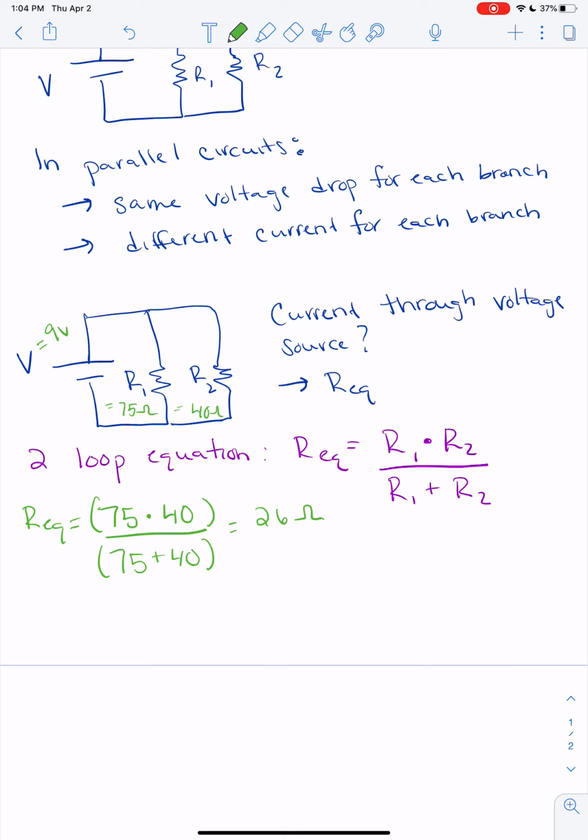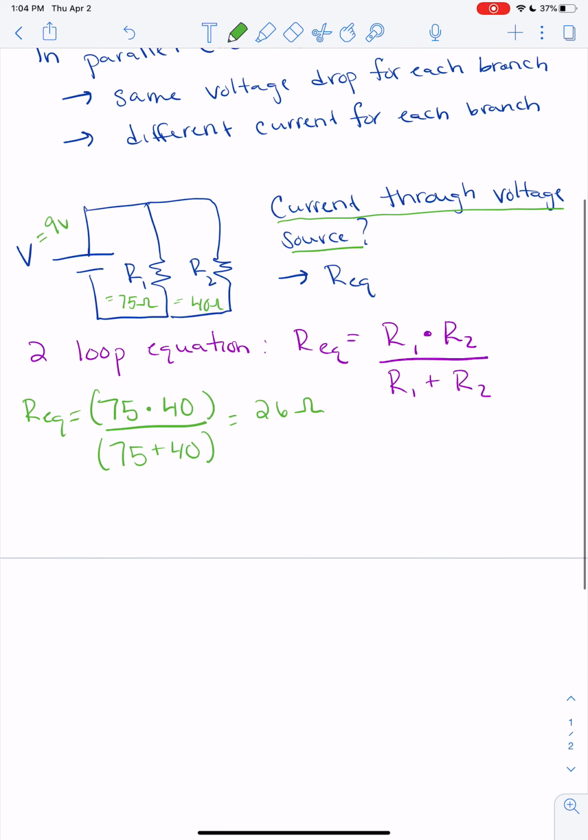But remember, our question was, how do we find the current through the voltage source? So now we need to take it one step further and use this V equals IR equation again. If we isolate I, we get I equals V over R, and in this case, it's going to be our equivalent resistance because it's going through the voltage source, okay? So now we just plug in our numbers. Our voltage is 9 volts, and our equivalent resistance we just calculated is 26 ohms. Put that in a calculator and you get your current to be 0.35 amps.